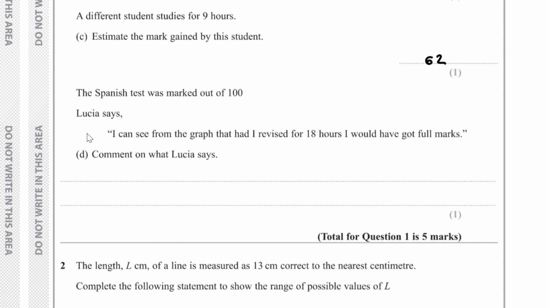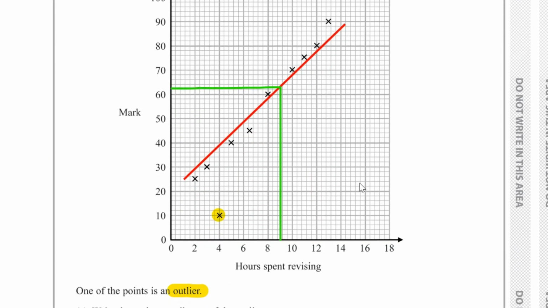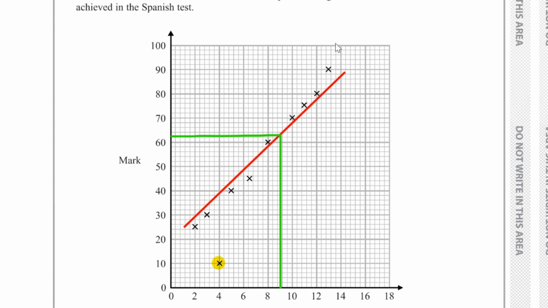And now for part D, the Spanish test was marked out of 100. Lucia says, "I can see from the graph that had I revised for 18 hours, I would have got full marks." Comment on what Lucia says. Well, if we take a look at our graph, you can see 18 hours is outside of the data set, and therefore we can't make a good prediction about what she's saying because we'd have to extrapolate.